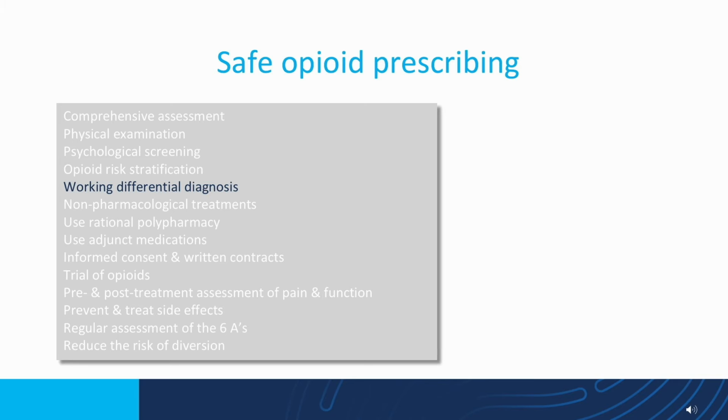Have a working differential diagnosis. So that means, is this facet joint pain? Is this knee pain? Is this fibromyalgia? Is this a neuropathic pain condition? So have a plan, have a working diagnosis. Define the nociceptive pain, define the neuropathic pain, define the psychological comorbidities, define function. Have a plan of action.